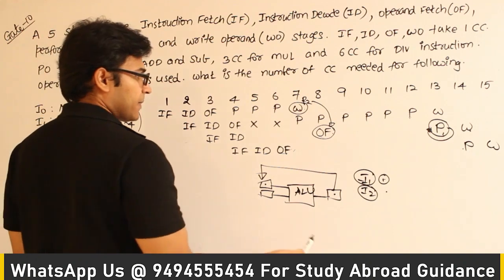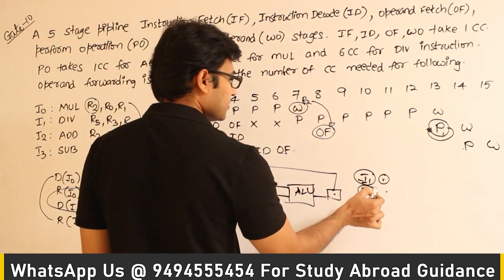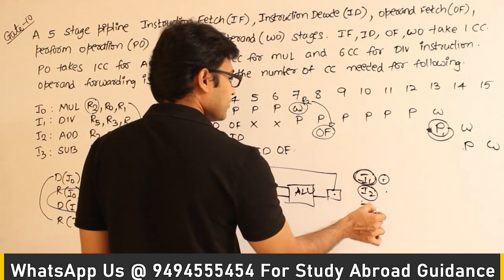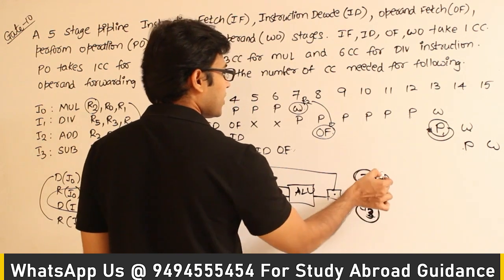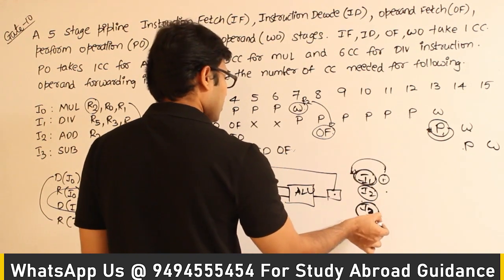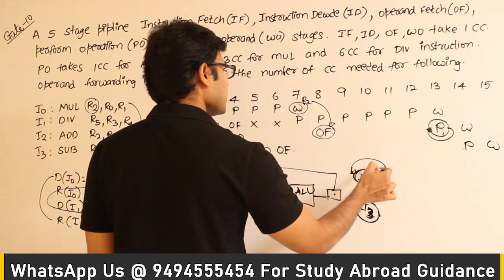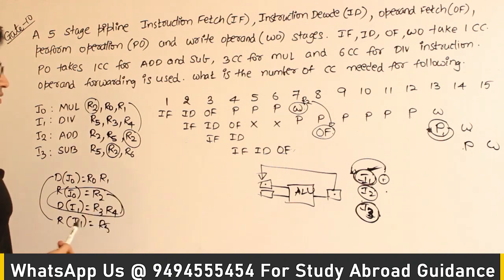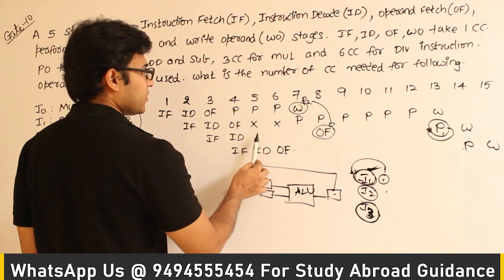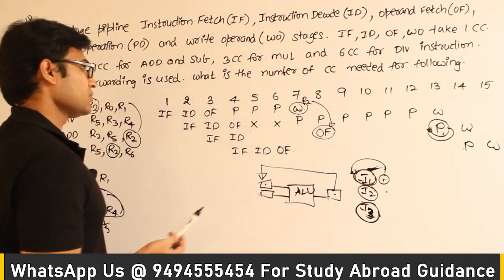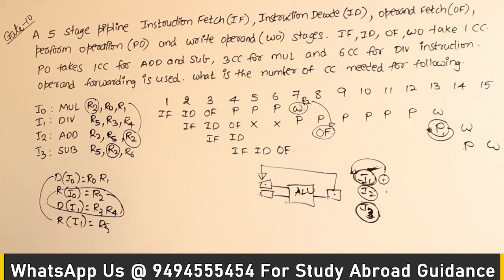But in the case if it is like this, I3, if there is a dependency between I1 and I3, and if the output of I1 is required as input of I3, operand forwarding will not work in that case. You have to fetch the operands after this one is complete. Okay, so anyway, in this question it doesn't matter, either you place the operand fetch here or you place the operand fetch here, it doesn't matter. Anyway, the answer is going to be the same, but just be careful with this.